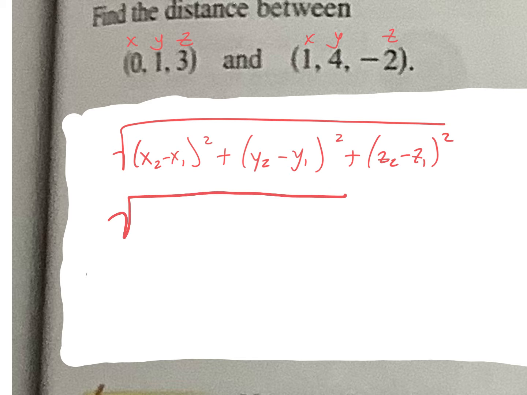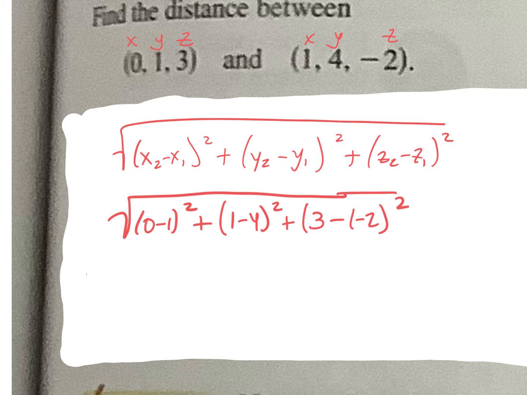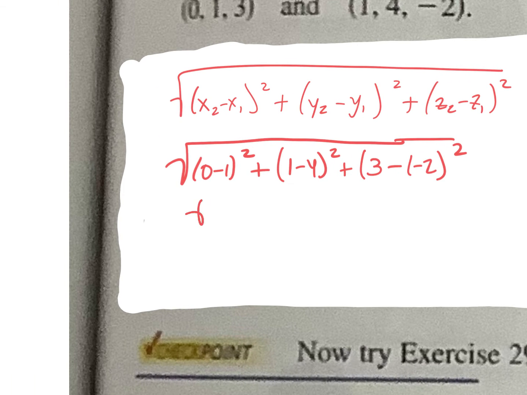So my 2 x's are 0 and 1, right? So I'm going to say 0 minus 1 squared plus, what are my y's? 1 and 4. So 1 minus 4 squared. And then what are my z's? 3 minus -2. Everybody with me? So now to simplify, what is 0 minus 1? -1. Okay, -1 squared. And then I have 1 minus 4, so it gives me plus -3 squared. Plus 3 minus the negative is really the same as positive, right? So 5 squared.